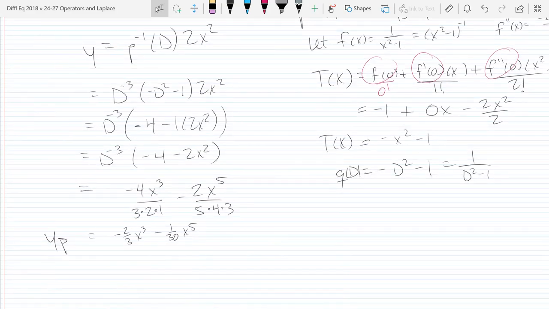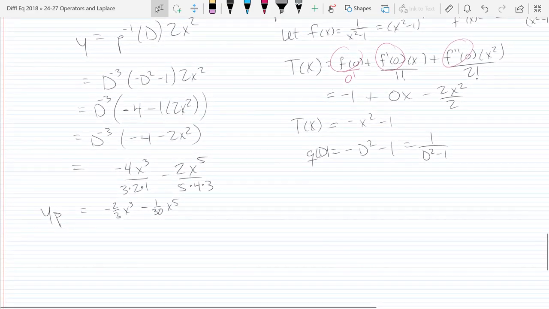Alright, how in the world do we check? Plug them back in. So I'll need a fifth derivative and a third derivative, and then subtract them, and hopefully that's 2x squared. So let's check. The next section is Laplace transforms, which I don't want to start the day before your midterm. So we'll just spend a couple minutes checking and then call it a day.